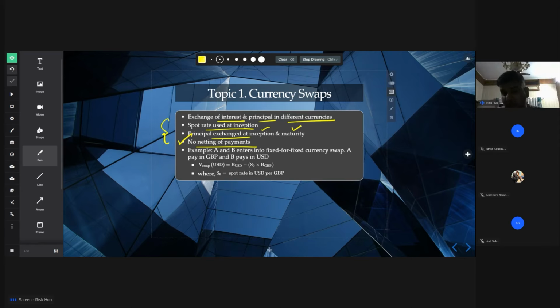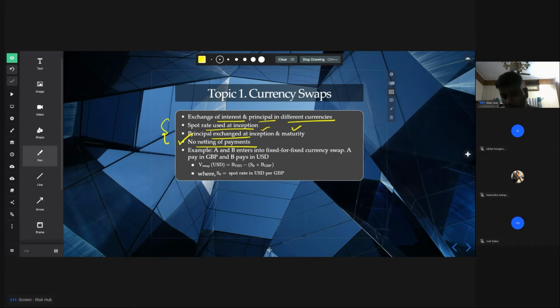So at the inception itself, there is an exchange of the currencies. Then what happens during the life of the swap? A pays B a certain fixed rate, B pays A a certain fixed rate. At maturity, they re-exchange their principal at the same initial notionals. No netting is done across currencies. You use the spot rate which is given at inception.